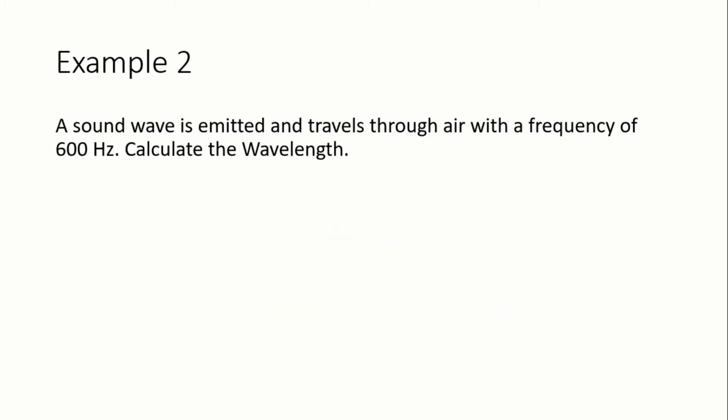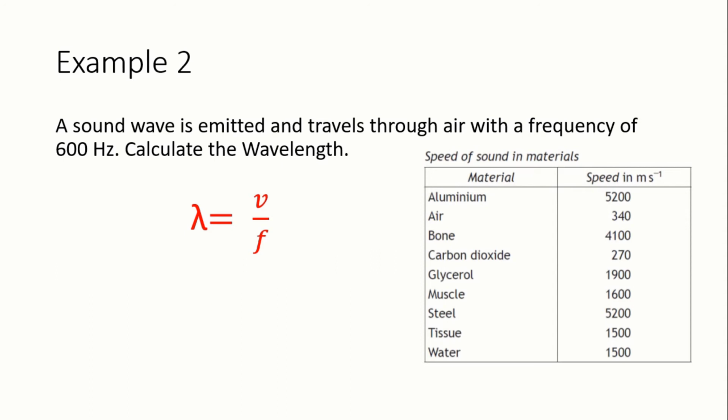In example 2, this is a slightly more difficult one. It says a sound wave is emitted and travels through air with a frequency of 600 Hz. Calculate the wavelength. If we want to calculate the wavelength, we need to use v over f, the speed divided by the frequency. The problem is that the question doesn't give us a speed of sound. This is one of these things that you just need to know. Or, remember at the beginning of the exam paper, you're given this table here, which has the speed of sound in materials. And you can see that the speed of sound in air is 340 meters per second.